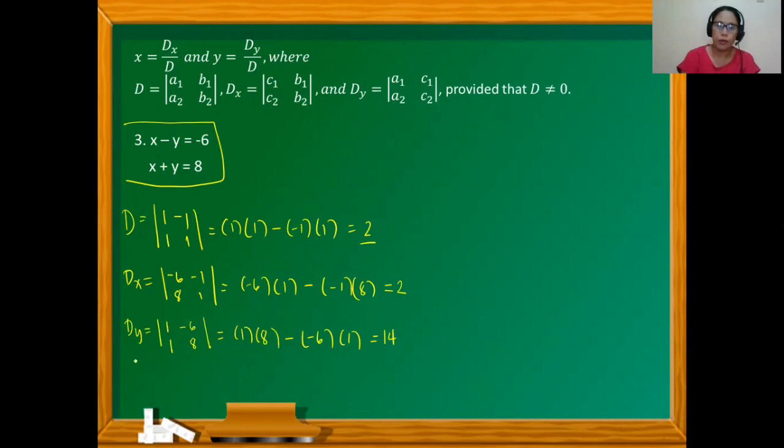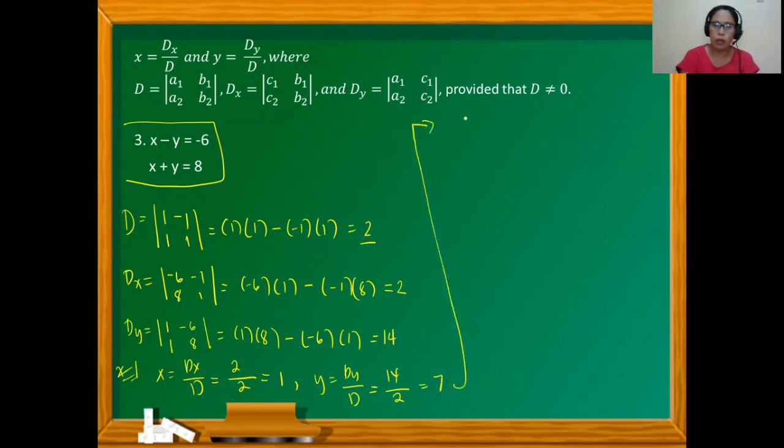So solving for x is working on d sub x over d. And d sub x is 2 while d is 2. So x is 1. While y is d sub y all over d. And d sub y is 14 divided by d, which is 2. This gives us 7. So the solution here is 1, 7.